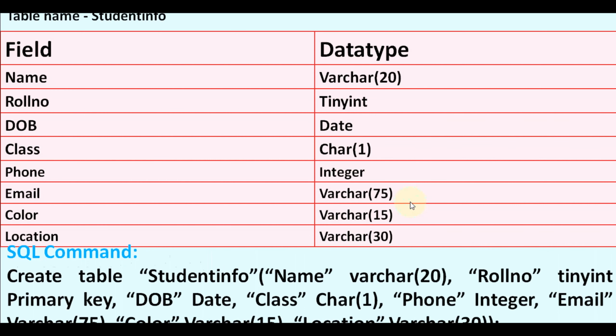Now after this, I am going to use an example to explain the create command practically. So here in this example you can see I have to create one table, and the table name is available on the top: the name of the table is student info. In this student info table I want fields, and all the fields are there in the first column, the field column. So I want fields or columns name, roll number, DOB, class, phone, email, color, location. These are all the fields or columns I want in my table, and their data type is available in the next column. So the data type of the name column is varchar and the length is 20.